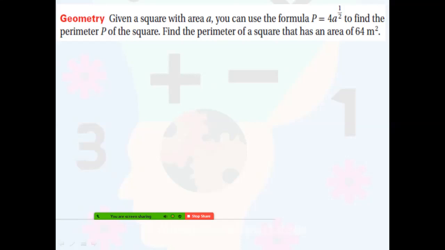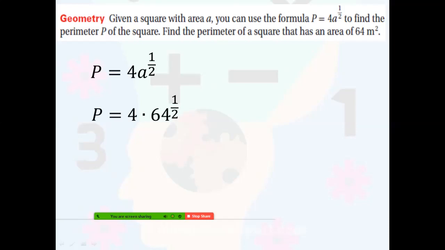All you need to do is replace the A with 64. This means 4 multiplied by 64 to the power of half. So substitute A with 64. This is the formula they gave us, and we are substituting A with 64, as they said the area is 64.